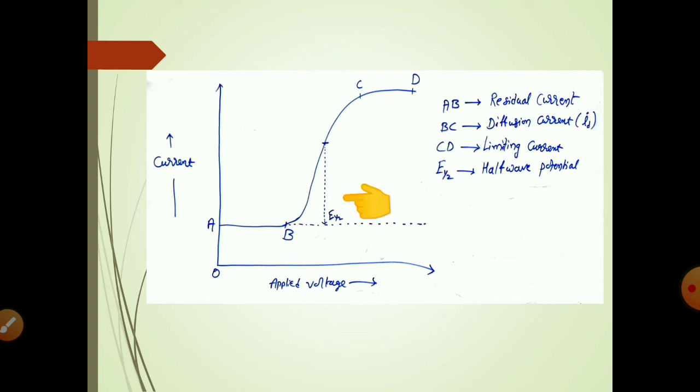Now in the polarogram, the last term, that is the half wave potential, which is represented by E half. This is the potential at which the current flowing through the polarographic cell is half of the diffusion current, and is called the half wave potential. So this is all about basic principles of polarography.